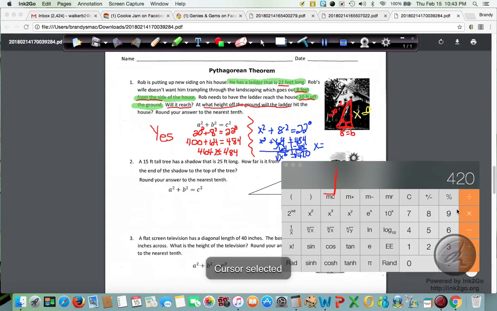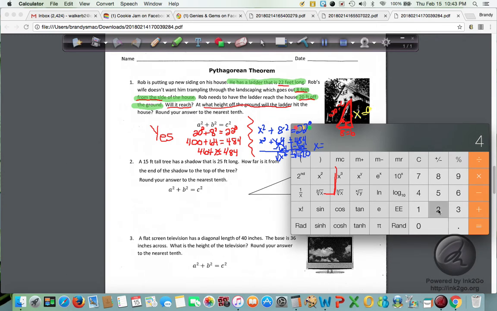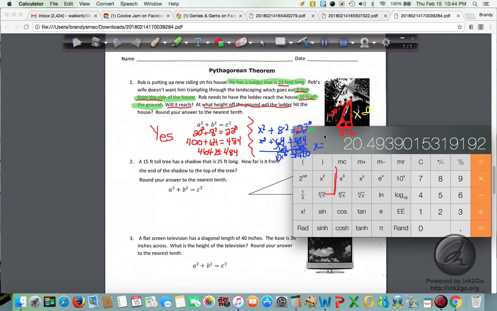I'm going to take my 420, move it up a little bit here, and here's my square root again. You guys, it's above the 9 on your calculators. And that gives me an irrational number, 20.49 blah, blah, blah. This 9 is going to change the 0.4 into a 5, right? If this is 5 and above, give this guy a shove. So it's going to be 20.5.